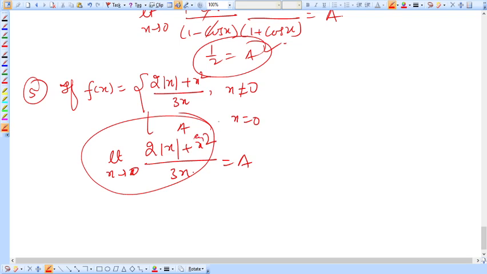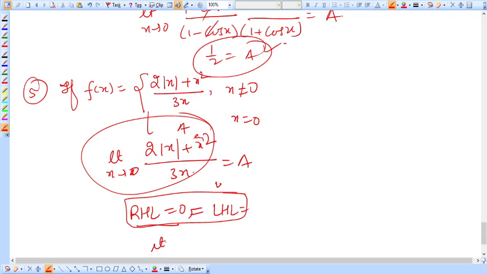Okay, so if you see, you just calculate by yourself left hand limit and right hand limit. You will be getting left hand limit is equal to 0 and right hand limit also equal to 0, right? So therefore limit in this case would be equal to 0, so value of a will be also equal to 0. So this is how we are going to solve this.